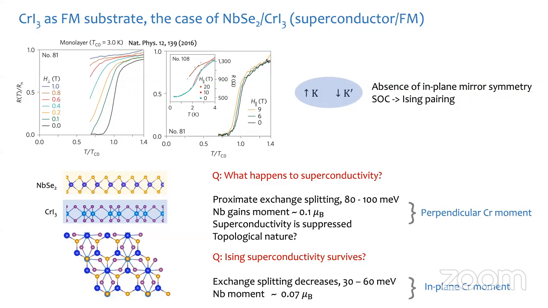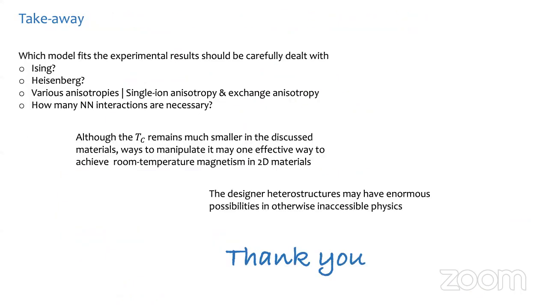That needs to be investigated. So what we have understood from here is that which model fits the experimental results should be very carefully dealt with in these 2D materials, whether it is Ising or Heisenberg. You need to look into various anisotropies. You also need to be very careful about how many nearest neighbor interactions are necessary.